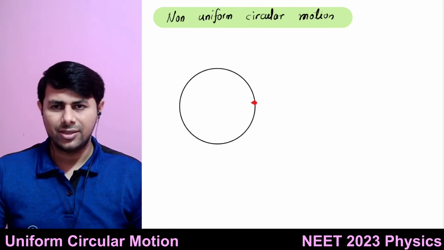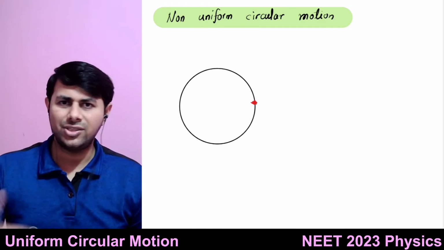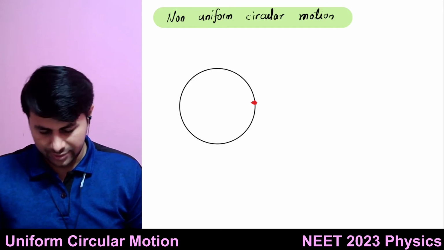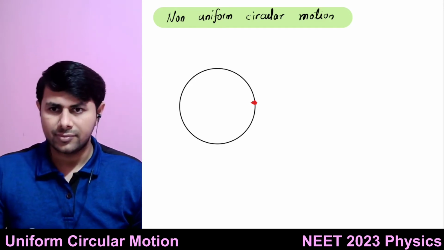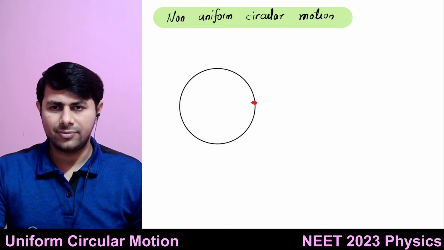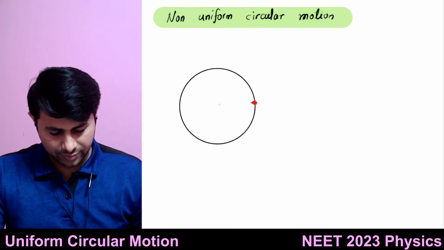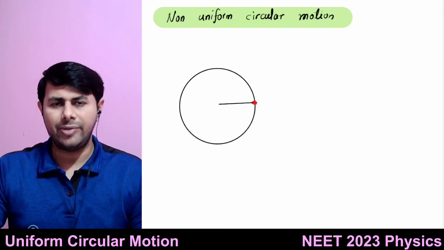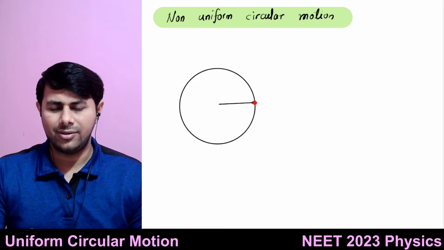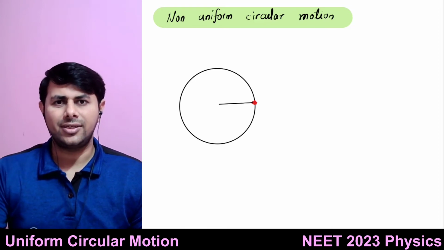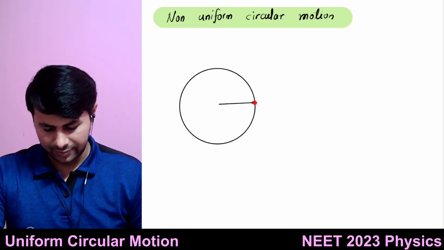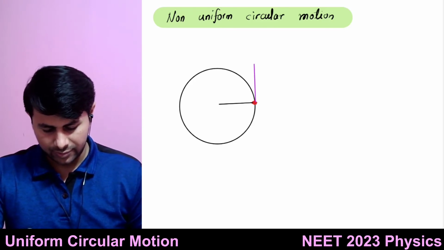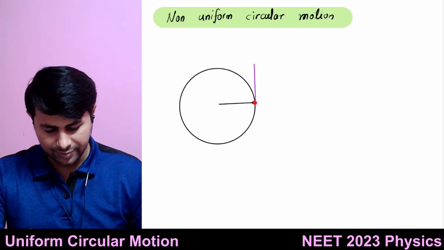What's changing? The speed is changing instantaneously. So can I say this? The speed is changing instantaneously. So what will be the direction of that change in speed? In what direction is that speed changing? It's along the tangent, right?